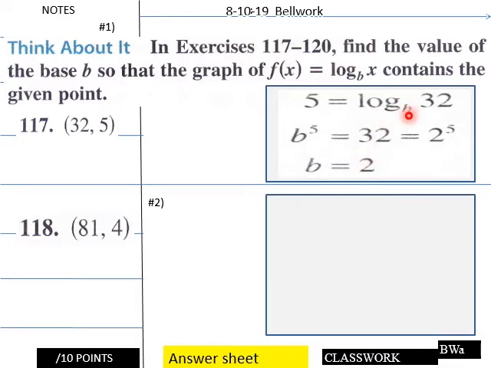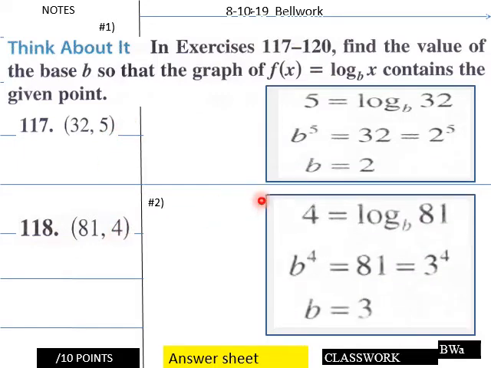So to do that, we know that b to the 5th power will equal 32. So what base b to the 5th power would equal 32? It would be 2 to the 5th, correct? 2 to the 5th power equals 32, so that would be your b in 117.